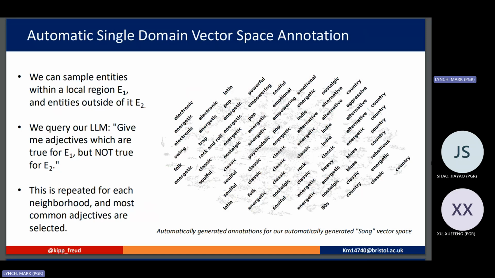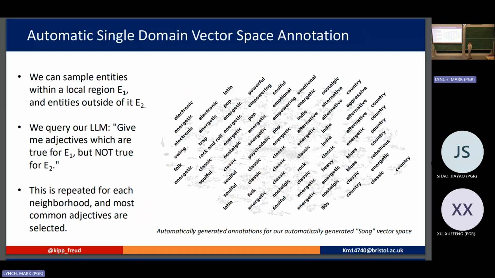If we do that a few times for each neighborhood, we can take the common adjectives and use them as our labels. And here we have, for our song vector space, plotted over it, genre labels for each of the songs in our vector space. So we've not only automatically generated data, automatically built vector spaces, we've made those vector spaces interpretable and meaningful to the reader, all for free.